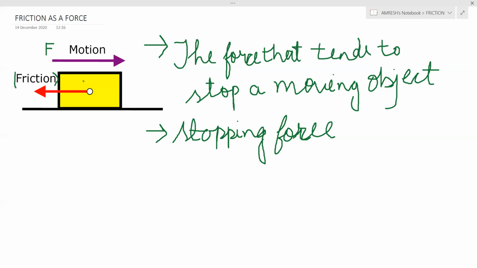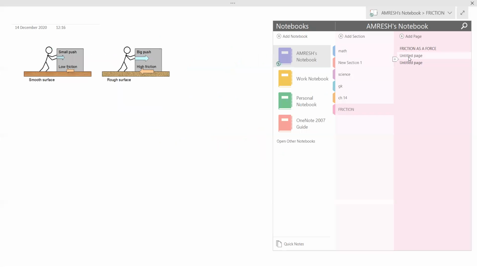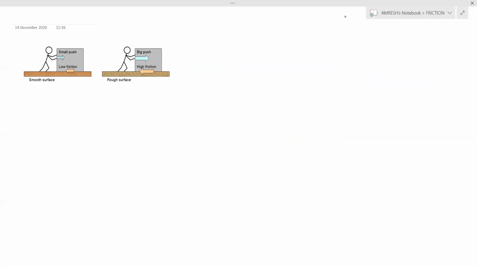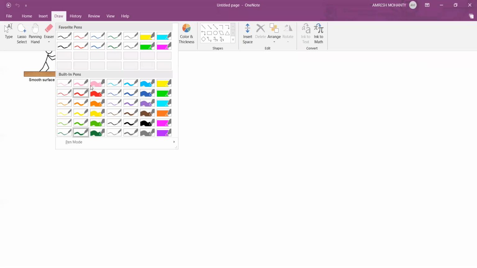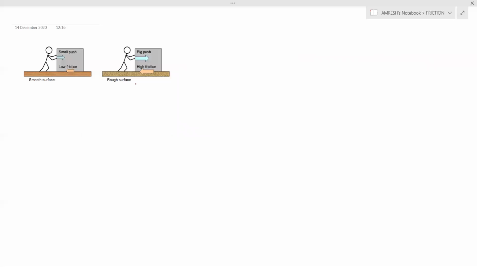Okay. Now we will learn the concept of rough surface and smooth surface. What about the rough surface? What about the smooth surface? So you write down. No need to do this diagram. Just write down.